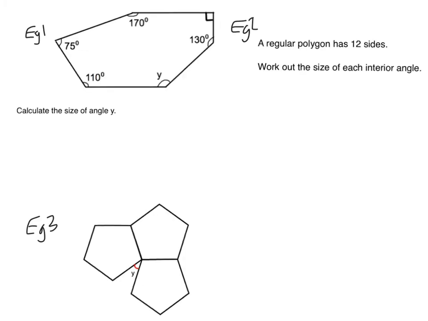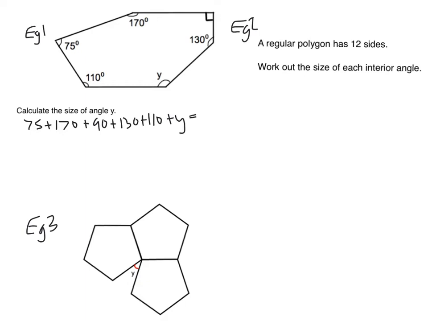Example 1, we have to calculate the size of angle y. Quite often at your level you'll be asked to, by forming an equation, calculate y. So don't just type it on the calculator and say what y is. Instead, spell it out. 75 plus 170 plus 90 plus 130 plus 110 plus y equals.